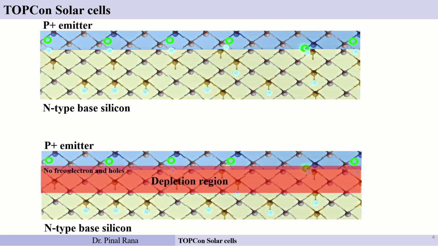So if we have an N-type silicon base, then we have to deposit a P-type emitter to form a PN junction. Once the PN junction is formed, the depletion region is formed at the PN junction. What is this depletion region? The depletion region is basically a zone with no free electrons and holes, where only the neutral atoms are present.